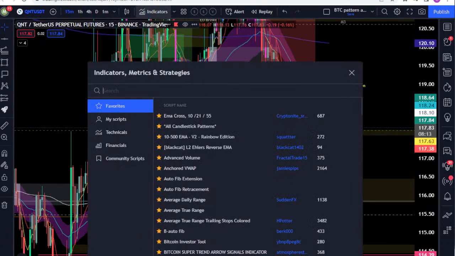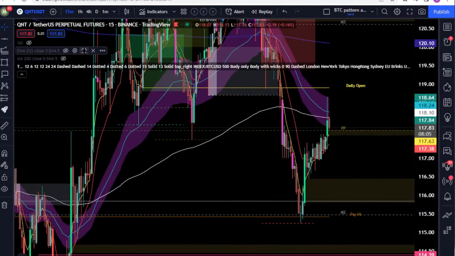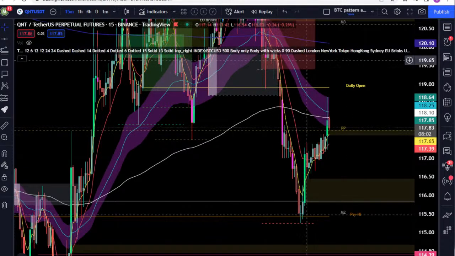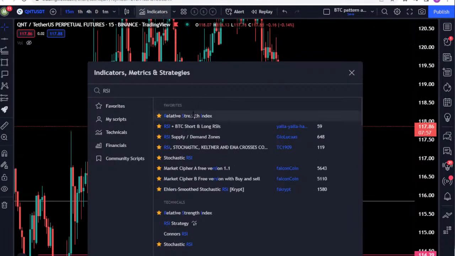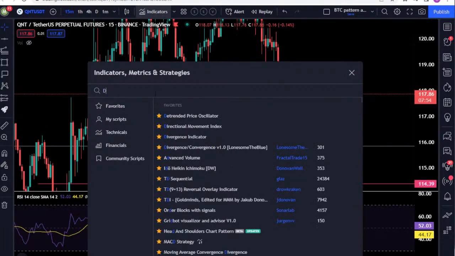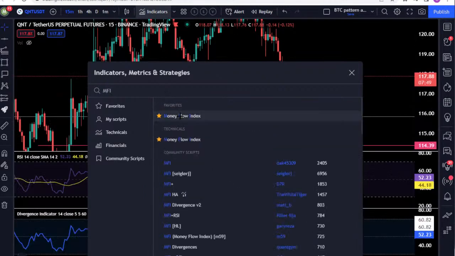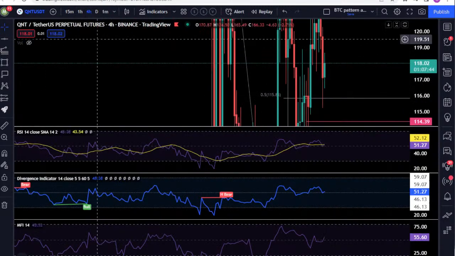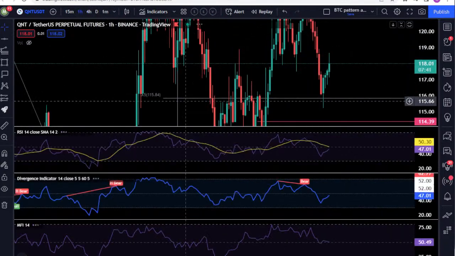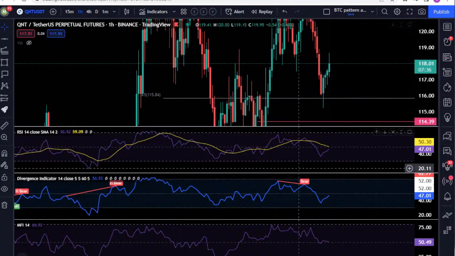In the sense of looking at RSI, let's take an RSI. Sorry about that. Let's remove these indicators. We'll get back to them later. I'll take RSI and MFI. We are to see if we have any divergences. On the 4 hourly, nothing. On the 1 hour, we had bearish divergence today, and it played out perfectly.